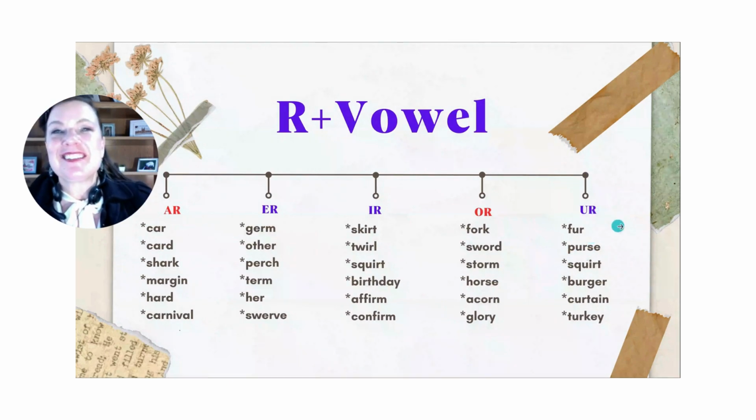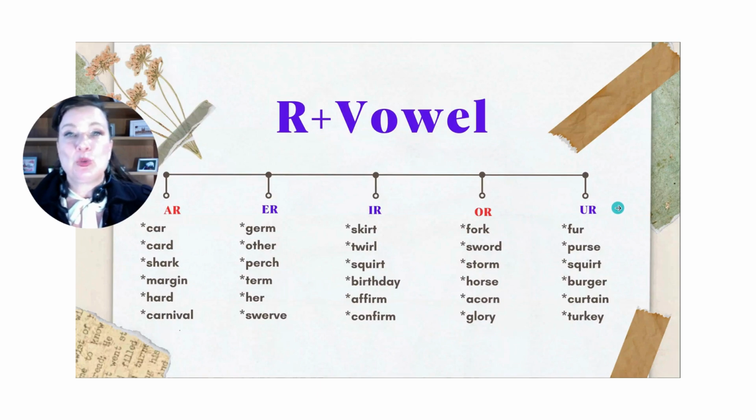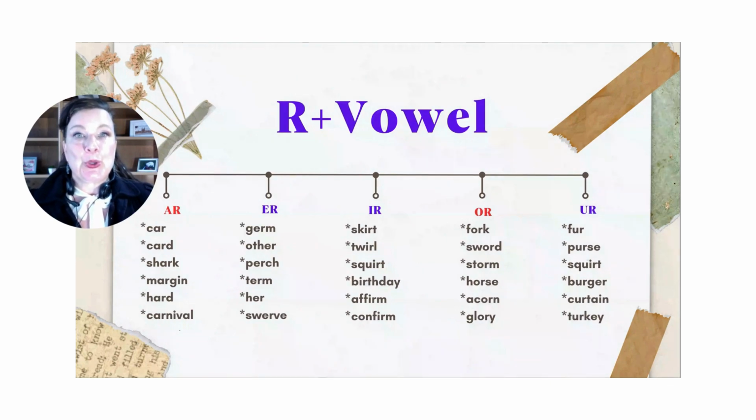All right, moving on to the next purely schwa sound of the UR. We hear no vowel in this combination. We simply hear the rhotic R. So in this word, fur, fur. Next one, purse, purse. Squirt, squirt. So this one, because it's the UI, you'll see it in both the IR and the UR list.